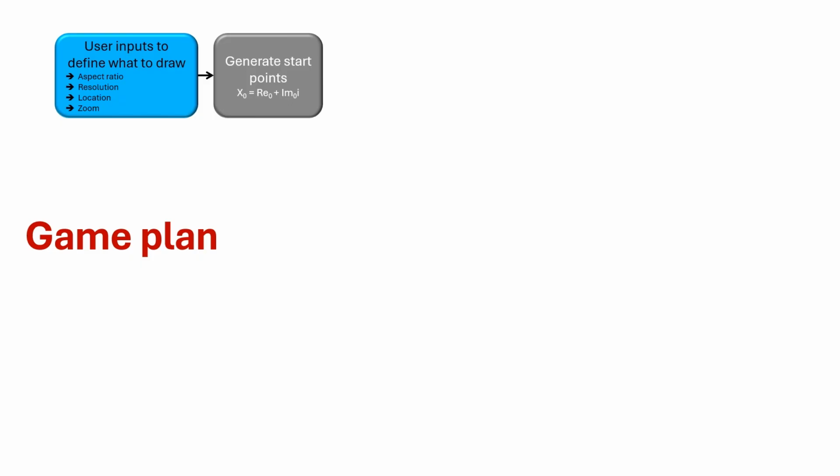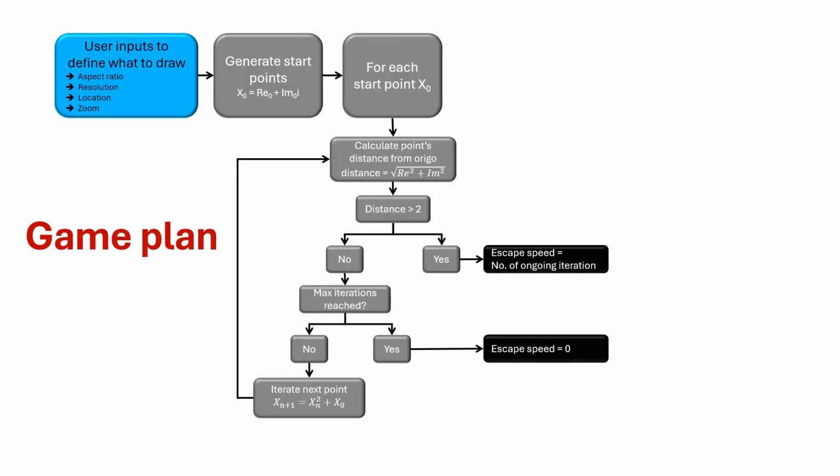Next, we need to generate the complex plane start points, meaning their real and imaginary coordinates, based on the given user inputs that we need to evaluate and visualize in the following steps. Then, for each of these start points, the formulas need to execute a sequence of iterative calculations. Firstly, to check if the current distance from origo is above 2 using Pythagorean formula. And secondly, to check if the maximum number of iterations has already been exhausted.